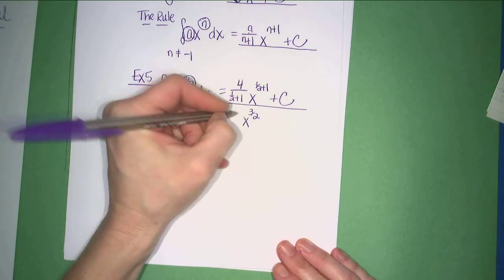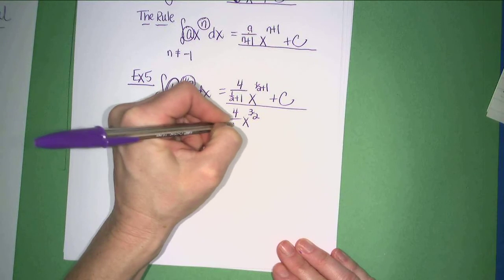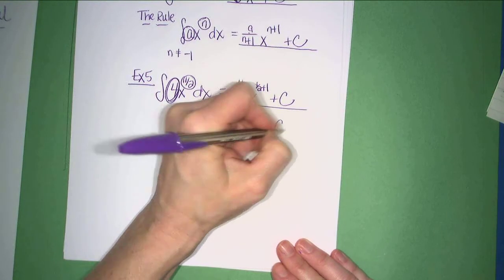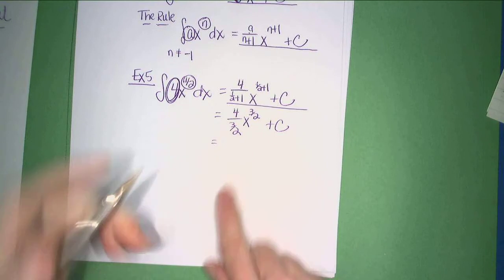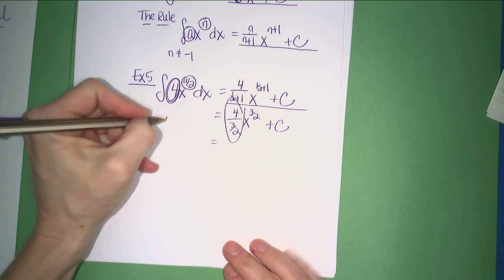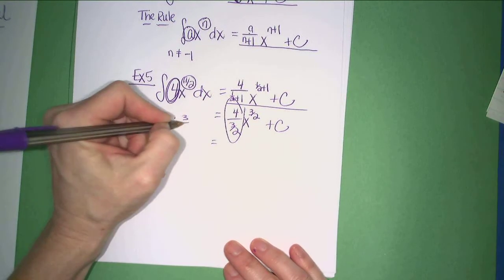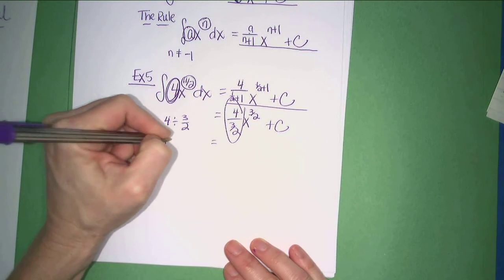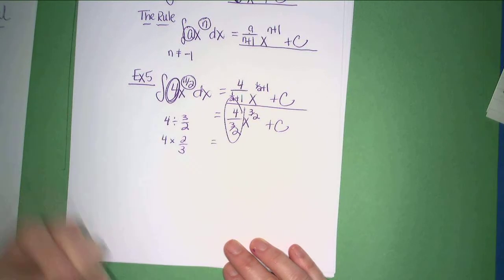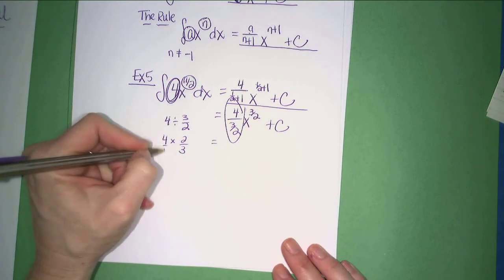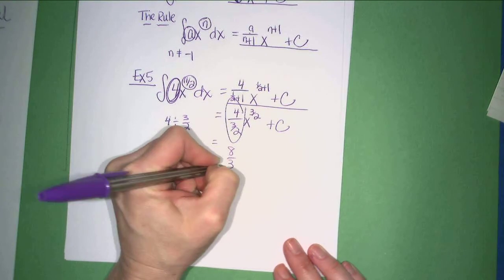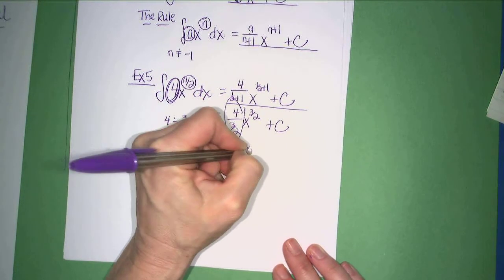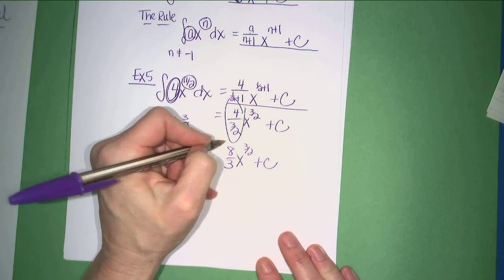And so the front would give me 4 divided by 3/2 plus c. And then cleaning this part up, 4 divided by 3/2 is the same as 4 times 2/3. So I'm going to say 8/3. So 8/3 x to the 3/2 plus c. That's going to be my final answer.